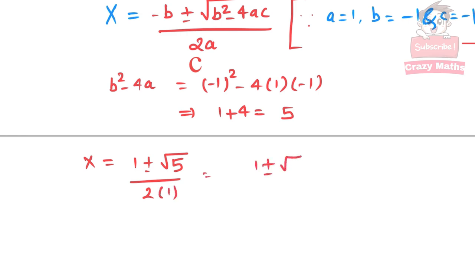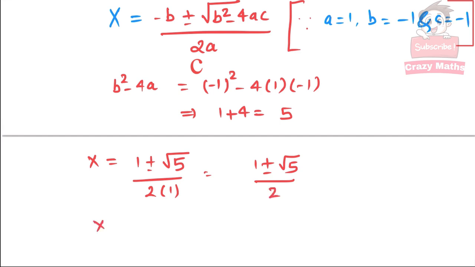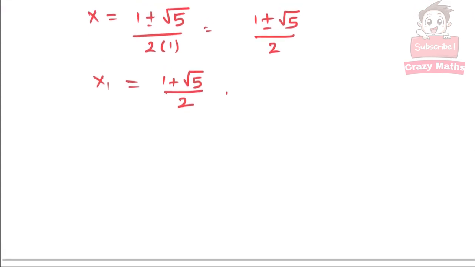Then x equals 1 plus minus root 5 upon 2. Then the first root x1 will be 1 plus root 5 upon 2, and the second root x2 equals 1 minus root 5 upon 2.